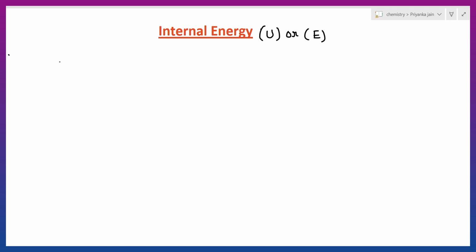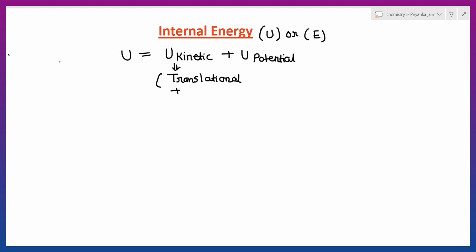Internal energy means the energy of the system. The total energy of an isolated system is called its internal energy. The energy may be made up of two types, that is kinetic energy and potential energy. So internal energy is equal to kinetic energy of the system plus potential energy. The kinetic energy is made up of three different types of energies: translational energy plus rotational energy plus vibrational energy.